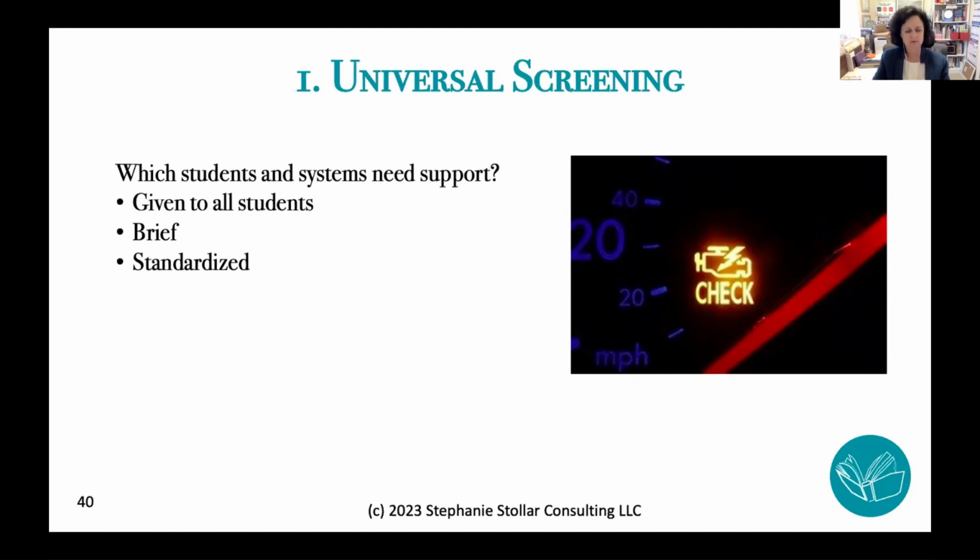Now, that doesn't mean that the screening has to be norm referenced. People sometimes confuse the terms standardized and norm referenced. They actually mean different things. Standardized is about how the test is given. Norm referenced is one way scores can be interpreted. I'll return to that in just a minute.